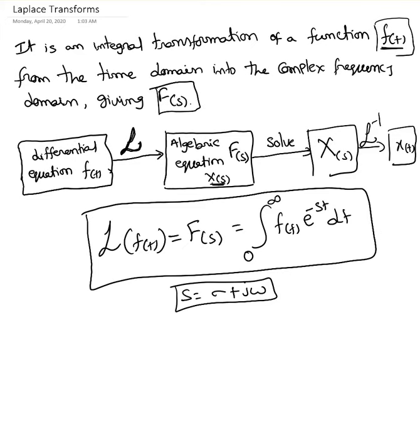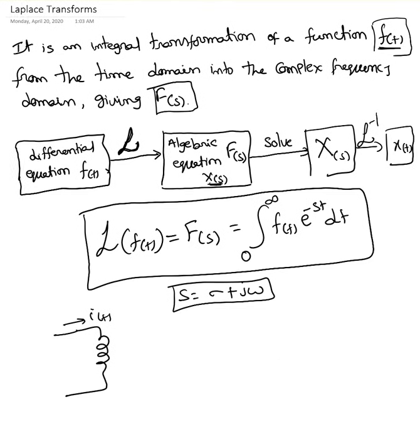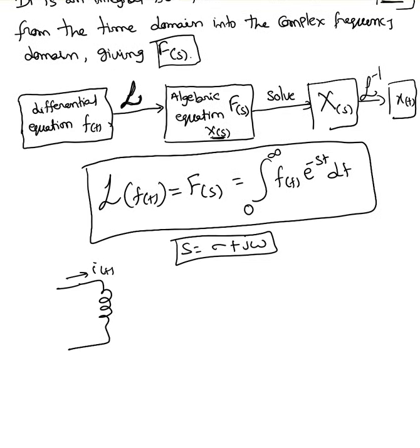Now we'll take a simple inductor. If we look at an inductor, say i of t is the current passing through it. What is the voltage drop across the inductor? I'm going to take v of t equal to L times di/dt, where L is the inductance value. That's the voltage drop across the inductor in time domain.